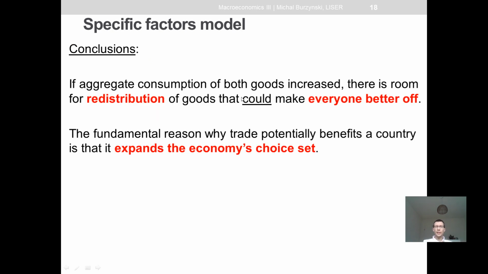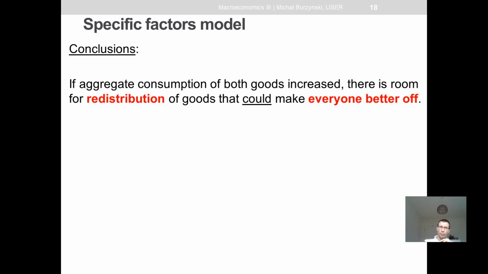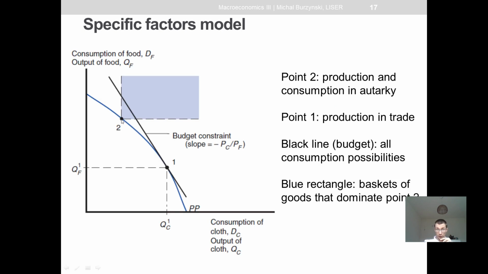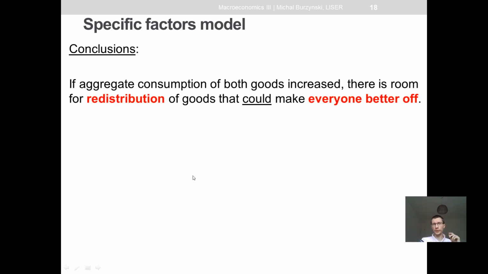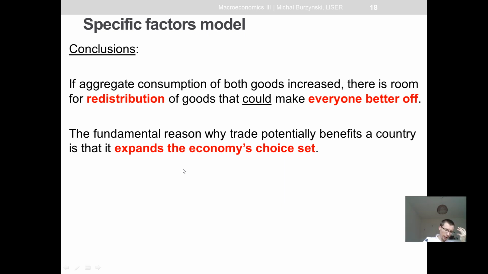So the fundamental reason why trade potentially benefits a country is that it expands the economy's choice set. Previously, in the closed economy, the choice set was constrained to a point. Now the choice set of the economy is the whole line, the whole straight line of the budget constraint. And this is the benefit of international trade.